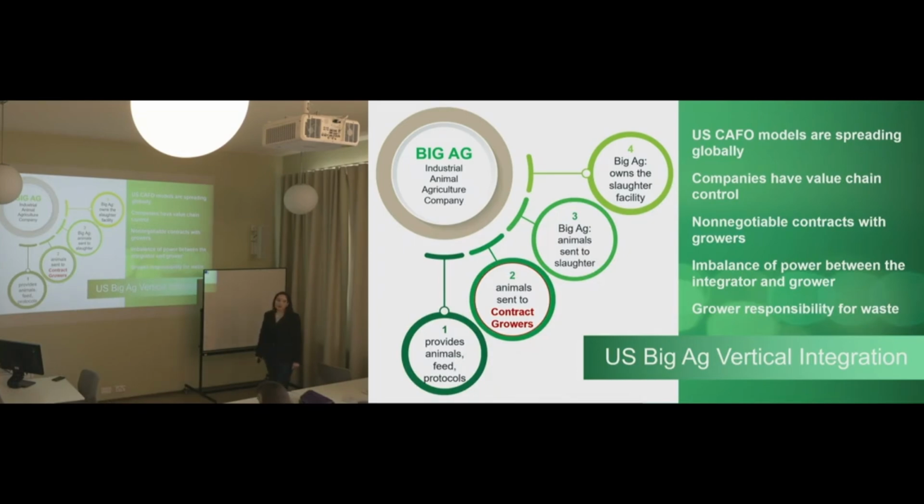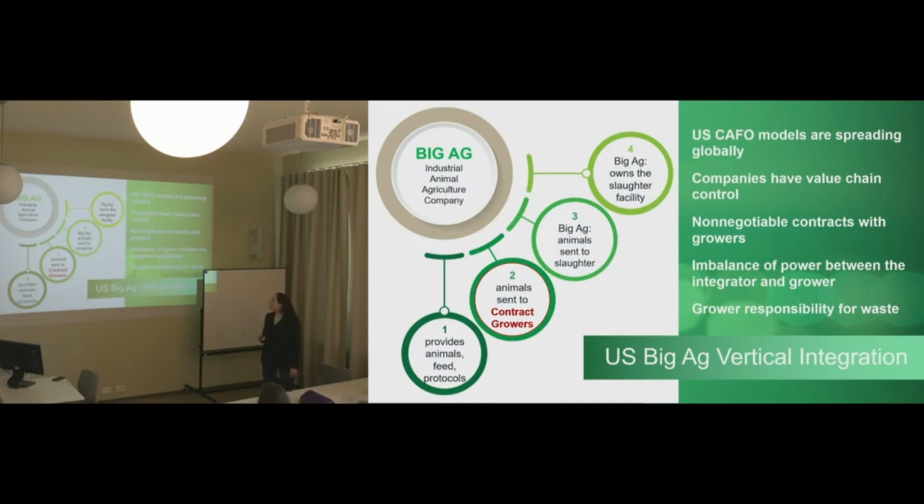So we know that these CAFO models are spreading globally, and companies that are using this model and having contracts that are non-negotiable with contract growers, they have control over the front part of their value chain because they're dictating that to the growers. The growers cannot make any changes to that. And there's an imbalance of power here.